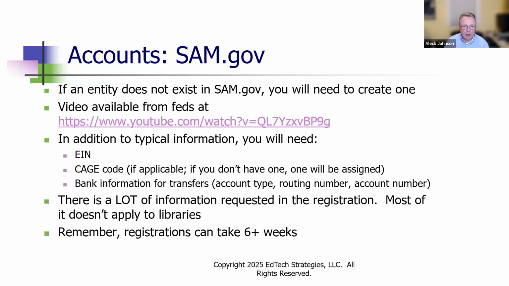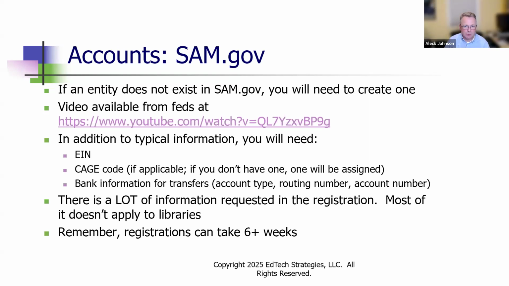The registration application is super long because sam.gov is designed to collect information from a wide variety of entities, not just from libraries. So a lot of the information that they are seeking to collect will not apply to you as a library per se. You can skip over most of that. But just be aware that they are going to ask you for a lot of information that will make you sort of scratch your head and say that doesn't apply to us. That's okay. It's okay to not put information into those fields.